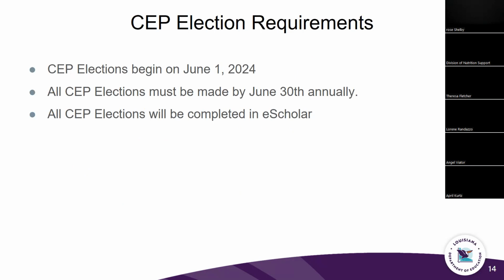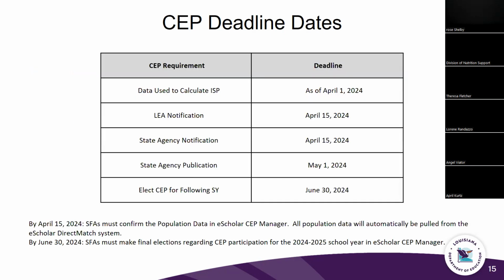Okay. So CEP election requirements. The requirements are as follows. CEP elections begin on June 1st, 2024. Each year, all CEP elections must be made by June 30th. All CEP elections will be completed in eScholar. On the slide, you'll find a listing of the CEP deadline dates. It is important to note that all school food authorities must confirm the population data in eScholar CEP Manager by April 15th. All SFAs must make final elections regarding CEP participation for the 2024-2025 school year through eScholar by June 30th.